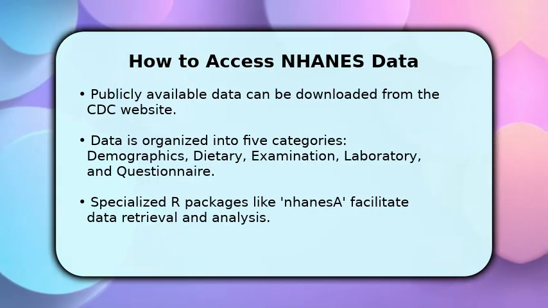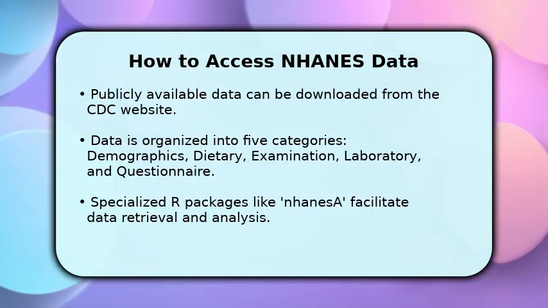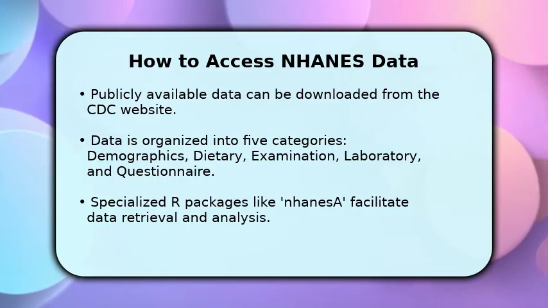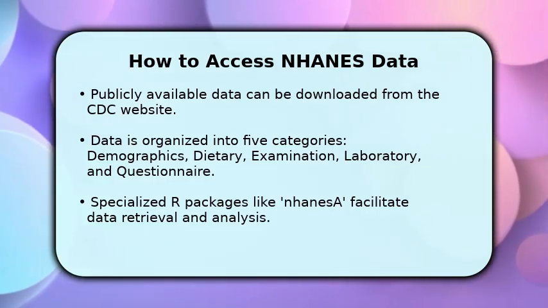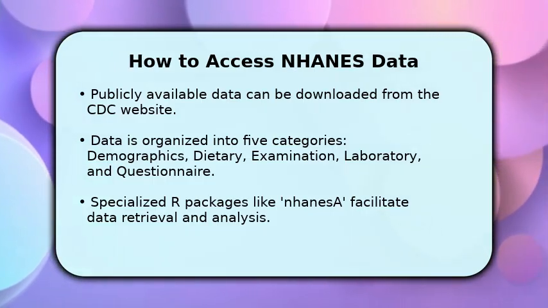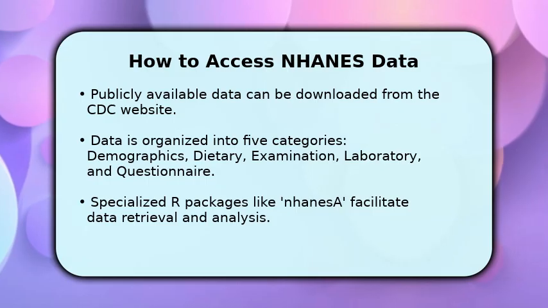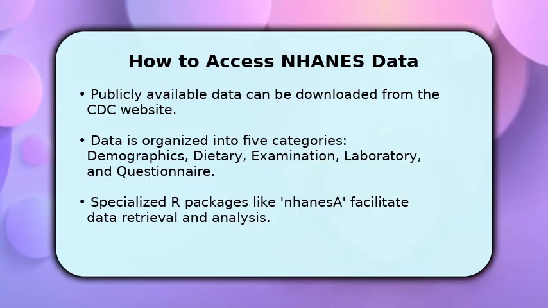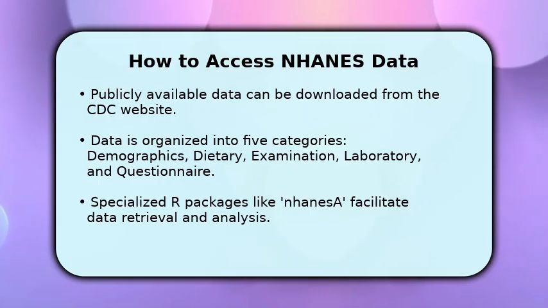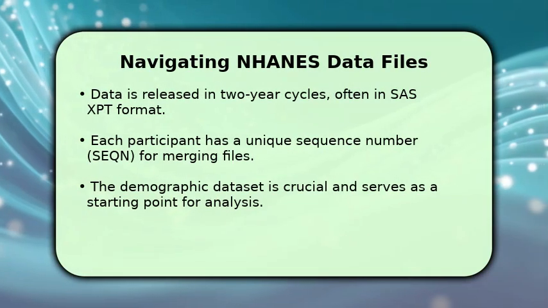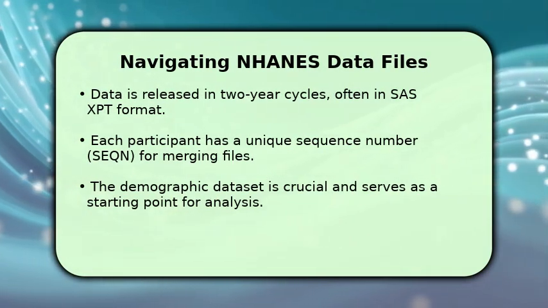The data is conveniently organized into 5 main categories: demographics, dietary, examination, laboratory, and questionnaire. For those using statistical software, specialized R packages, such as NHANES A, offer efficient ways to retrieve and manage this information. However, certain sensitive data, like precise geographic details, are restricted and require an approved application to a research data center. Understanding the structure of NHANES data is key to effective use.